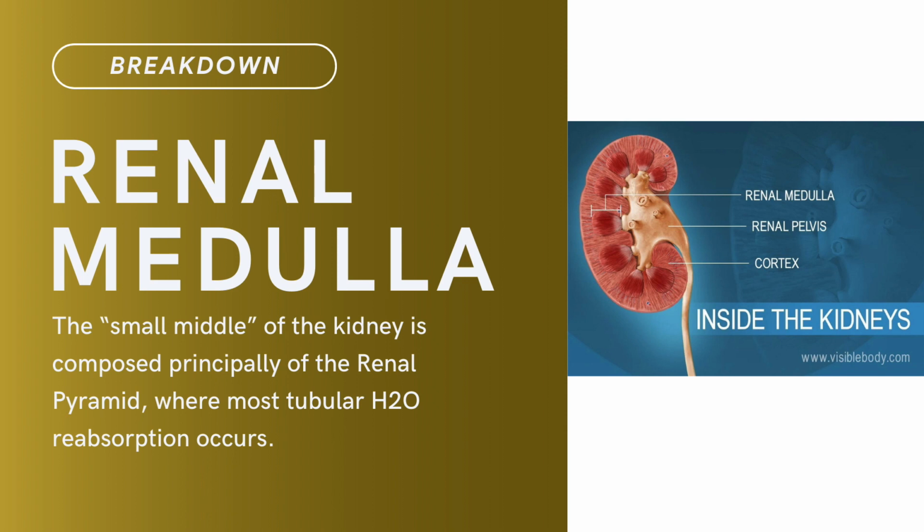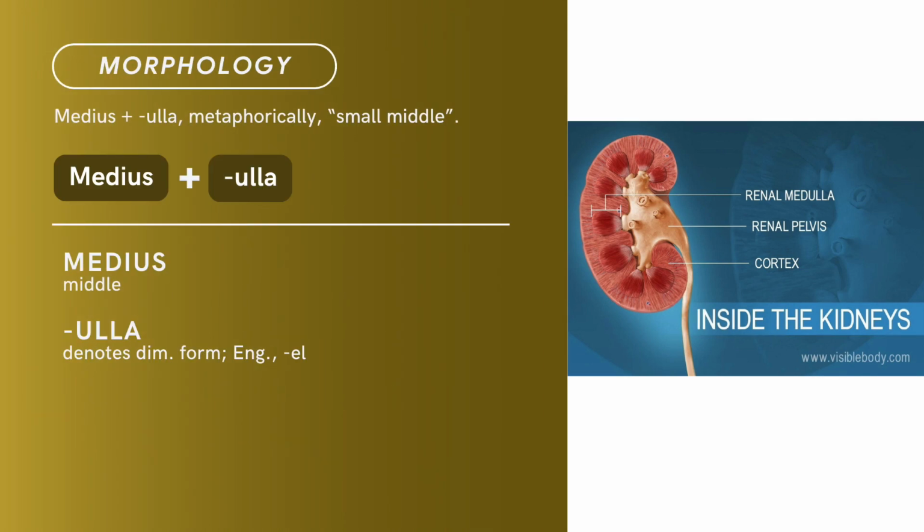Compound term, renal medulla. Renal means kidney. Brief definition, the small middle of the kidney is composed of principally renal pyramid, where most tubular water reabsorption occurs. Term morphology, medulla, metaphorically means small middle. It's a compound of medius plus ulla. Medius means middle. Ulla is a suffix denoting diminutive form. There you have it, compound term, renal medulla.